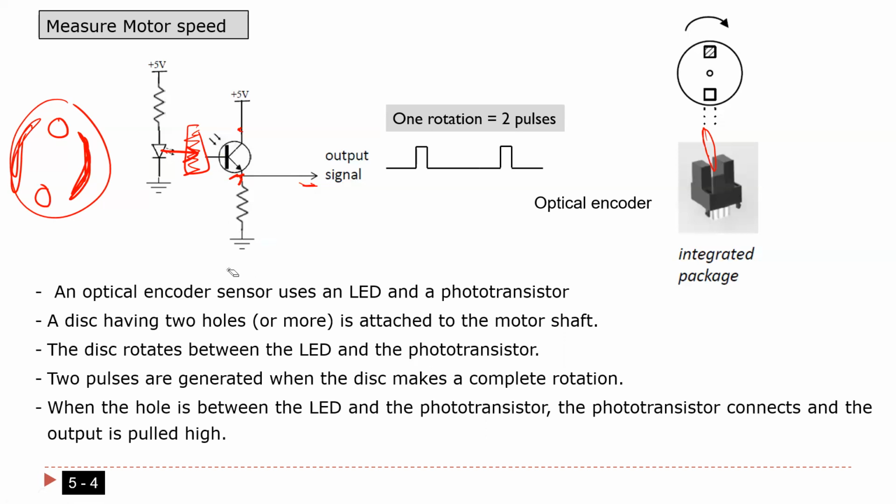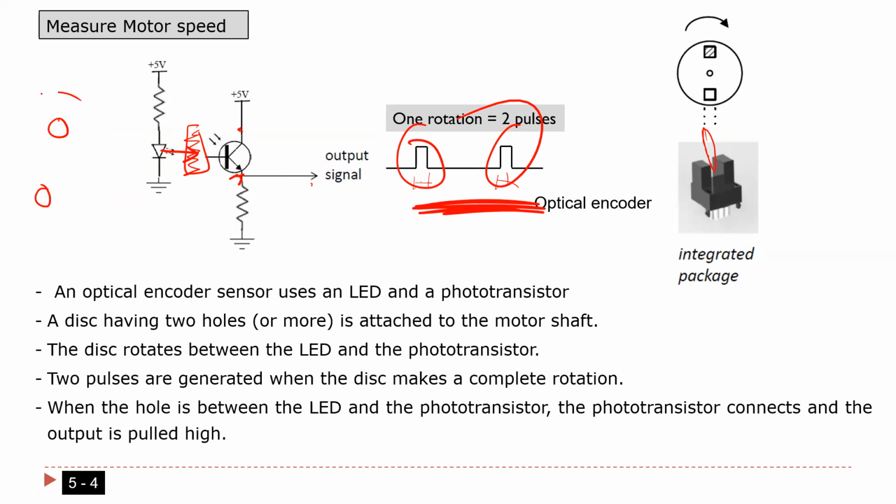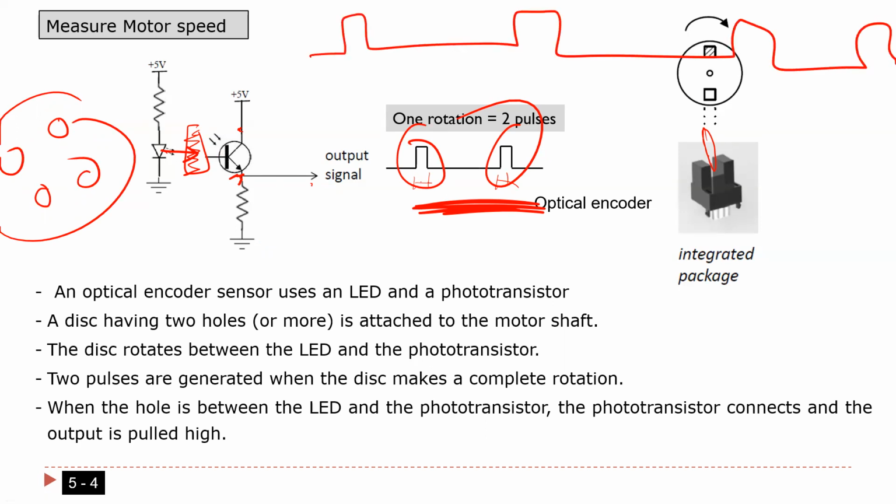So if you look at what kind of signal I'm going to get here, I'm going to get a signal something like that. Here we have a hole, and a hole here. So for one complete rotation, we should have 2 pulses. 2 pulses for 1 rotation. You got what I'm saying? For sure, we can add more holes. For example, if we have 4 holes, that means we should have 4 pulses every 1 rotation.